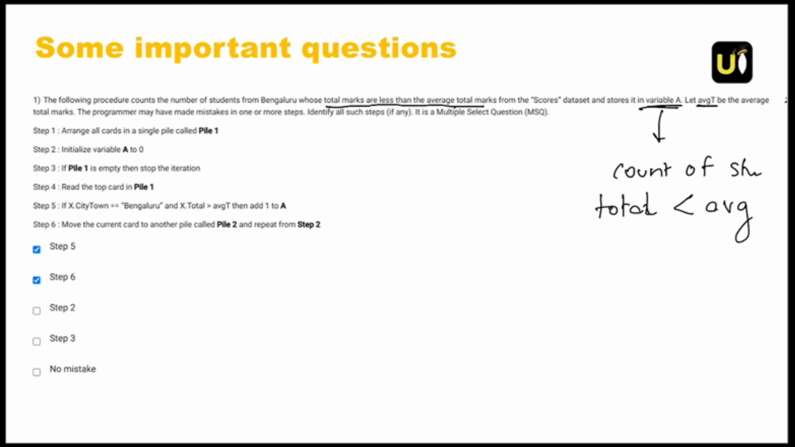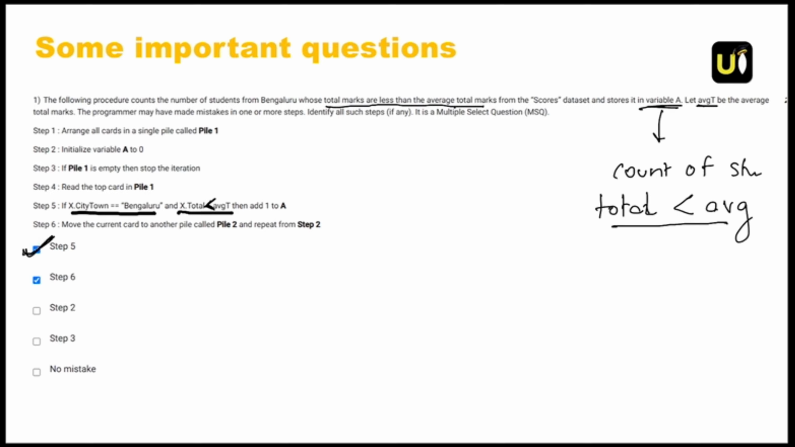Step 1, arrange all the cards in pile 1, initialize A to 0. If pile 1 is empty, then stop the iteration. Read the top card from pile 1. If X city is equal to Bengaluru, because it said Bengaluru in the question, and if X total is greater than average T, so this should be less than average T here, because we have to find the total less than average, not the total greater than average. Then add 1 to A. So step 5 would be wrong, so this option would be correct.